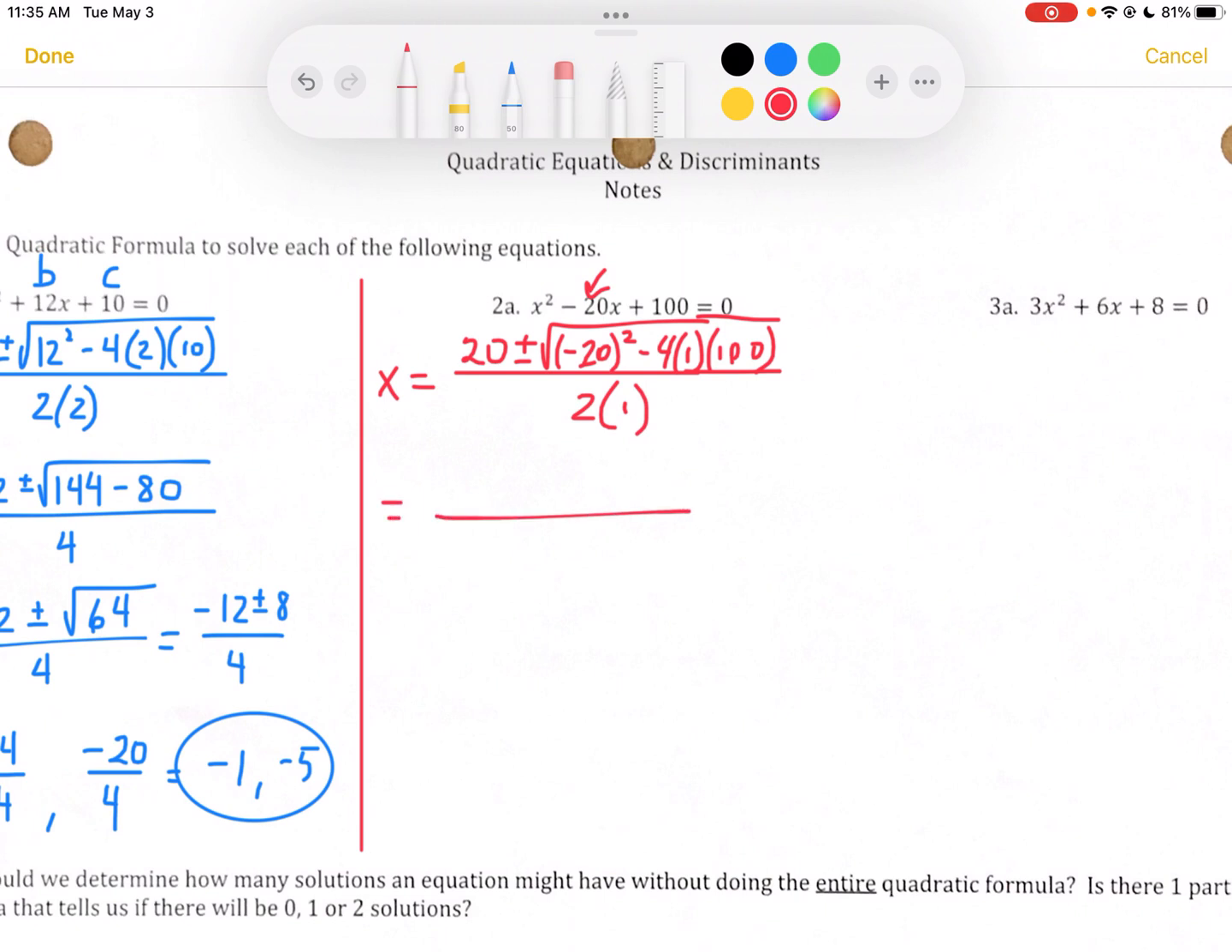Okay, so I'm going fast. If you need to slow down, pause it, rewind. I know that these take time.